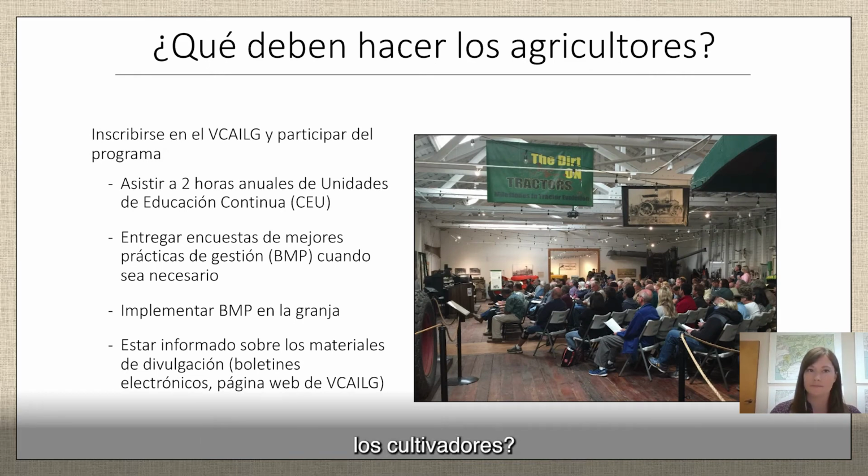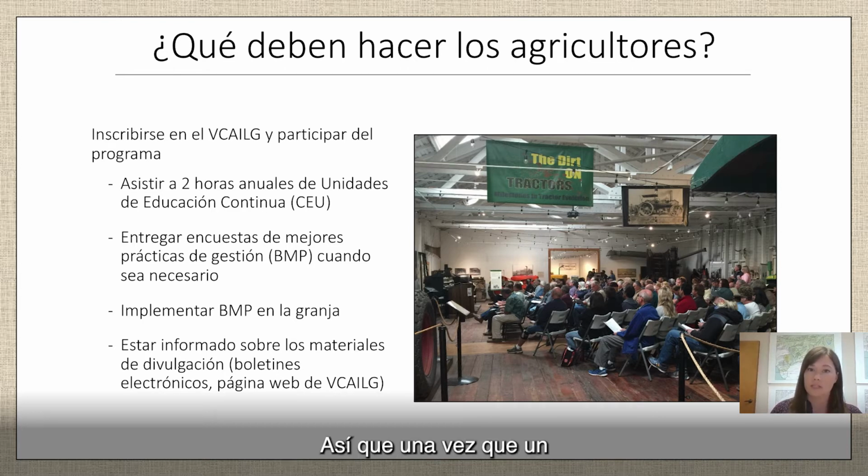So what does this mean for growers? First, any landowner or grower who chooses to comply through VCALG needs to enroll in the program and then participate. And a quick note that I wanted to make is that while enrollment in VCALG is optional, compliance with the conditional ag waiver is mandated by state law, and the regional water board can issue violations and fines for failure to comply. So if a landowner or grower chooses not to enroll in VCALG, then their only other option for compliance is as an individual. And the cost and burden of doing so is significant enough that there are no growers or landowners in Ventura or Los Angeles County who have chosen this route.